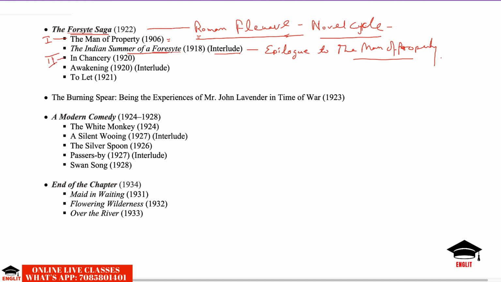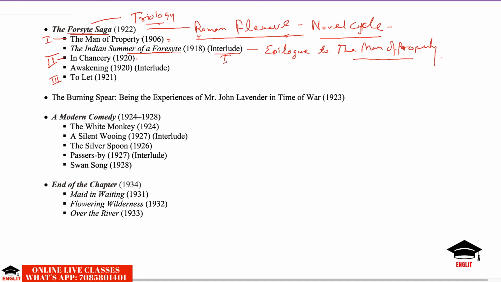Second novel is In Chancery. There was a lot of gap between the publication of the first novel of the series and the second one. उसके कई सारे reasons हैं, because initially he did not intend to write the sequence of this novel. He had only one thing in his mind, that is to compose The Man of Property only. But the popularity of this novel prompted him to write the sequels as well. And those sequels, they came in this trilogy. Trilogy is a series of 3 novels. So here we have 3 novels and 2 interludes.